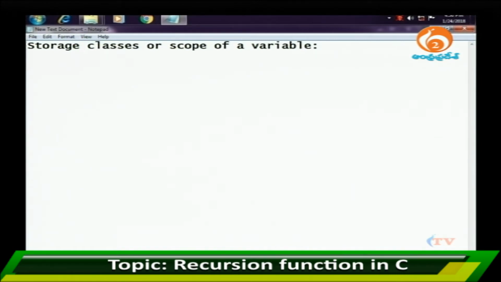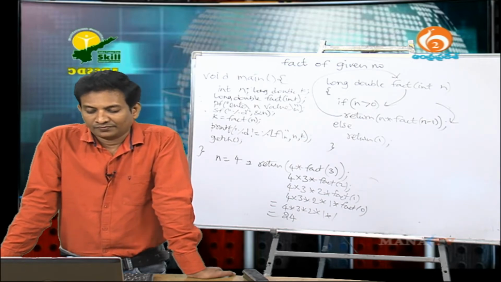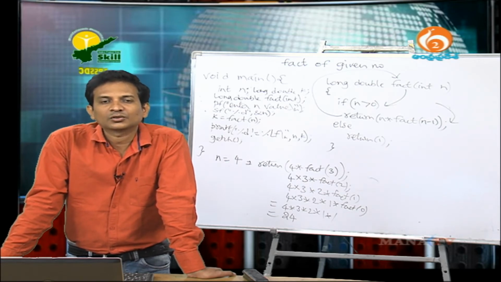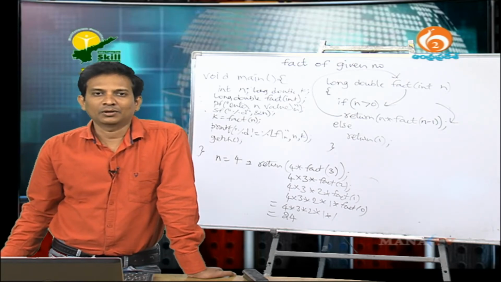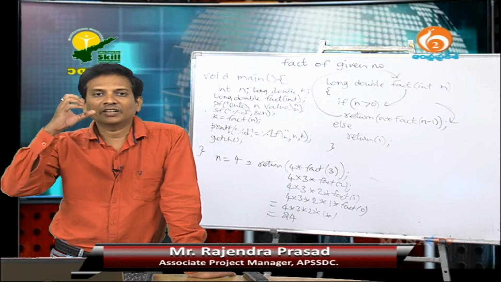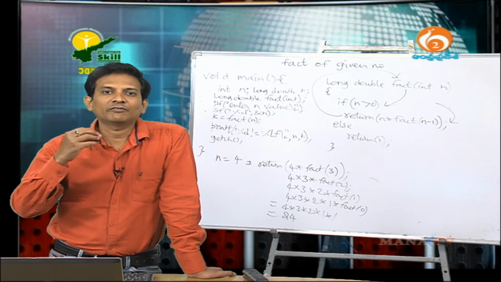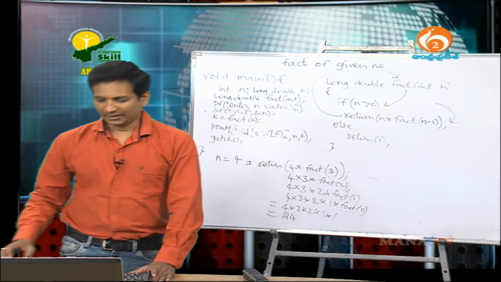So, I want to know the full details of the variable. If you want to know the full details of a variable, then we have to learn the data types, and not only the data types, but also the scope of the variable. The name itself tells us: scope of the variable means up to where that variable is visible, and the lifetime of the variable. That we will learn here.